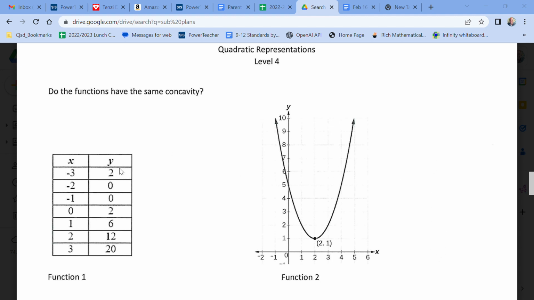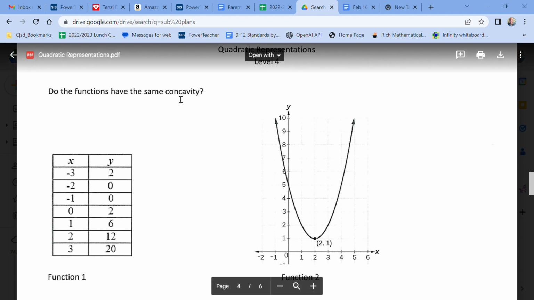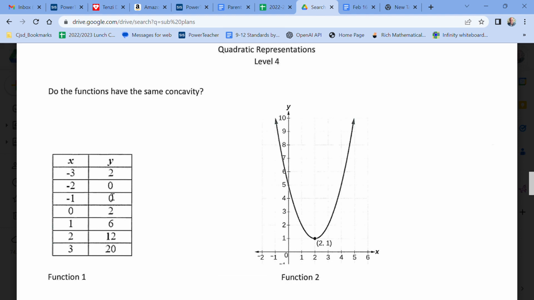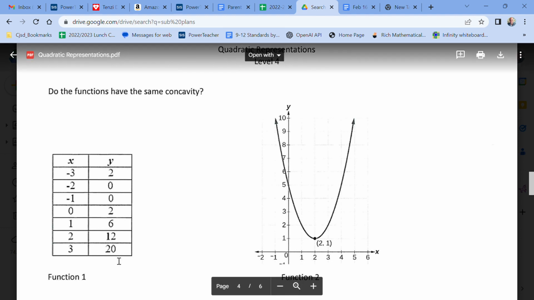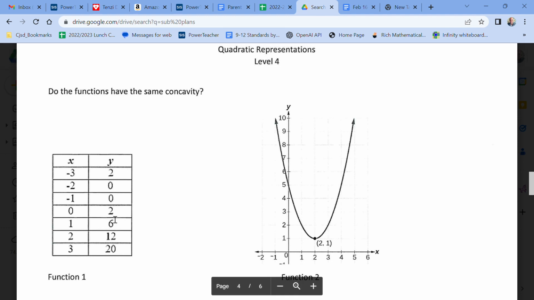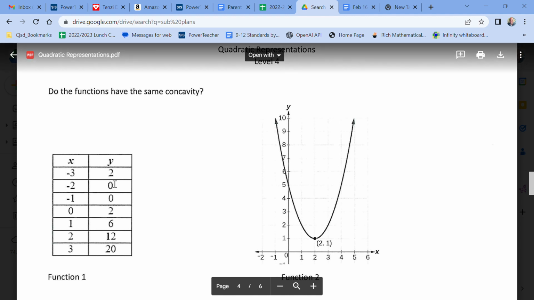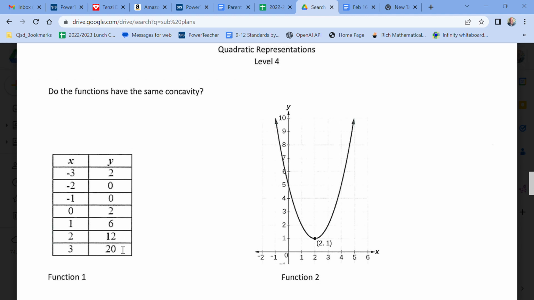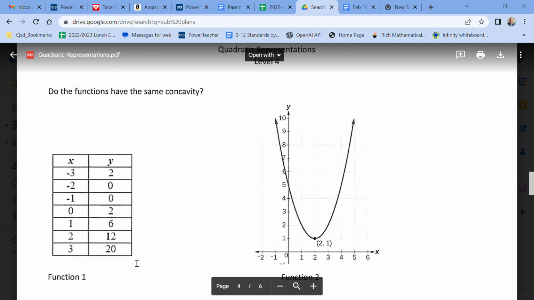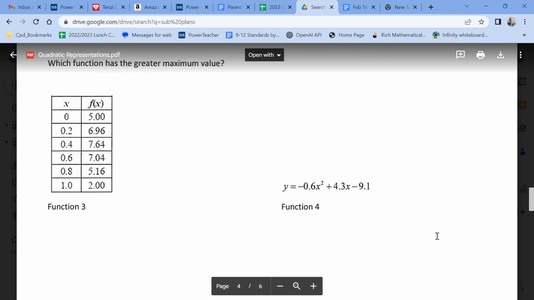So here you have, in this assignment, you have to check the concavity. Look at this. What's happening to the numbers? Where is it going? It's at 20, 12, 16, 2, 0, 0, 2. And then, so do you see the symmetry? What direction would this be shaped? And then you can compare it to the concavity here. Is this opening up or opening down? That's what they want you to figure out.